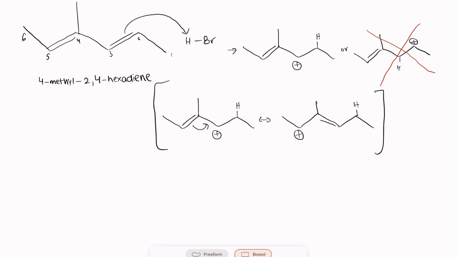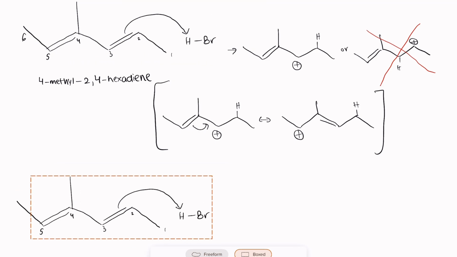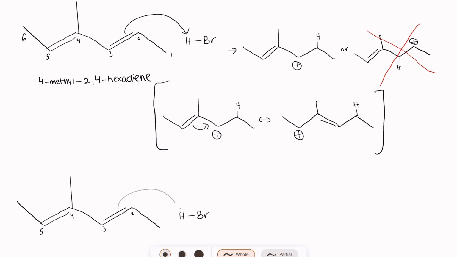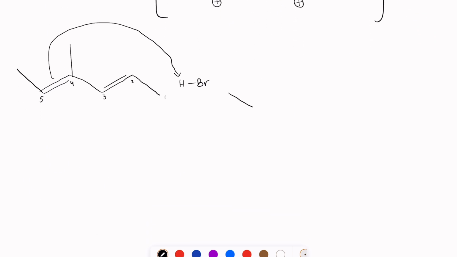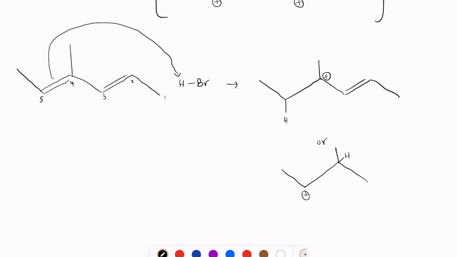Now, what if we have attacked the other double bond? What if we did this? Well, let's analyze that as well. So if the hydrogen adds here, then you're leaving this with a tertiary carbocation. Or you could have had it that the hydrogen added here, leaving this secondary.